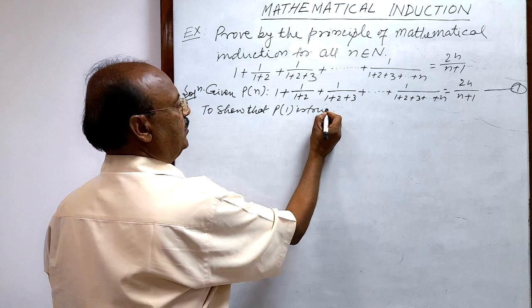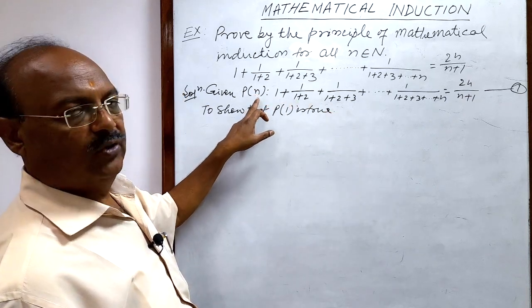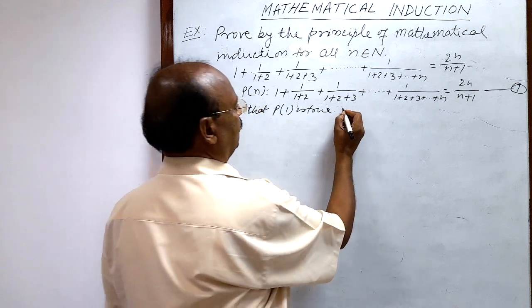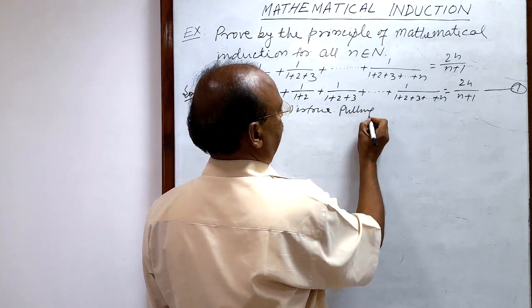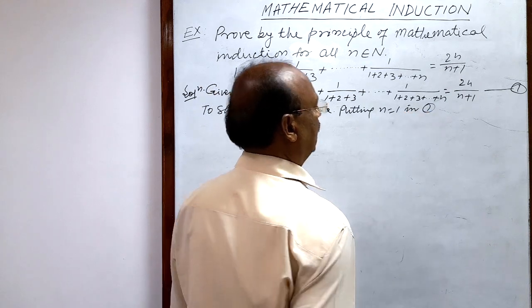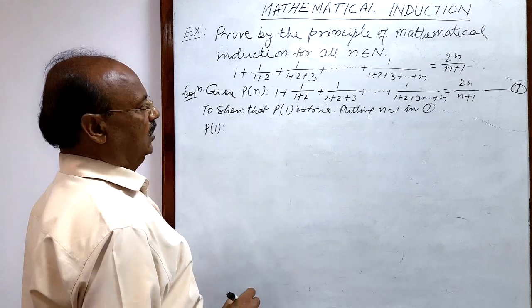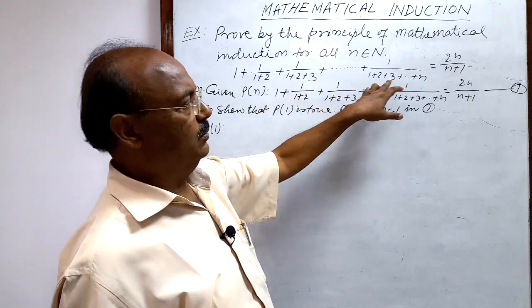And how will we get P1? By putting n is equal to 1 in relation number 1, we will get P1. So putting n is equal to 1 in relation number 1, P1 is here. You see the total number of terms is n.